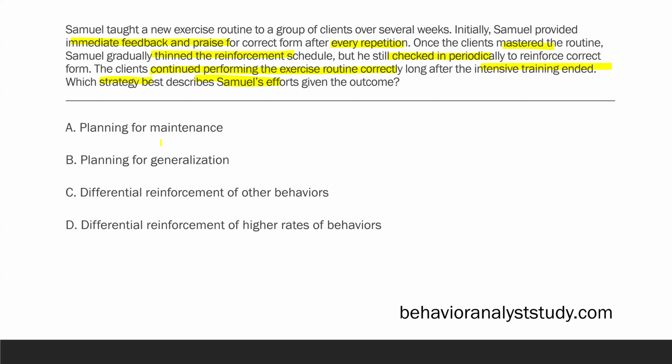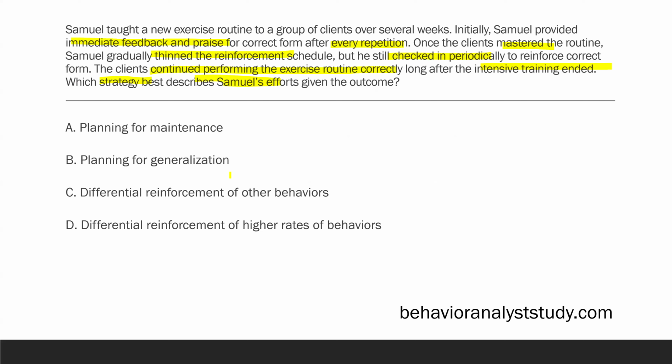Well, he was, A, planning for maintenance. If you think about B, planning for generalization, maintenance is actually a subset of generalization. But when we're trying to distinguish between the two, generalization refers much more to the idea of teaching something and that something happening in a different environment or in a different context, where we're generalizing, right? In this case, it's not so much about the routine happening somewhere else or in a different context, but it's more about the routine continuing and maintaining after training is over. So we're much more planning for maintenance rather than generalization. We're just trying to be specific.